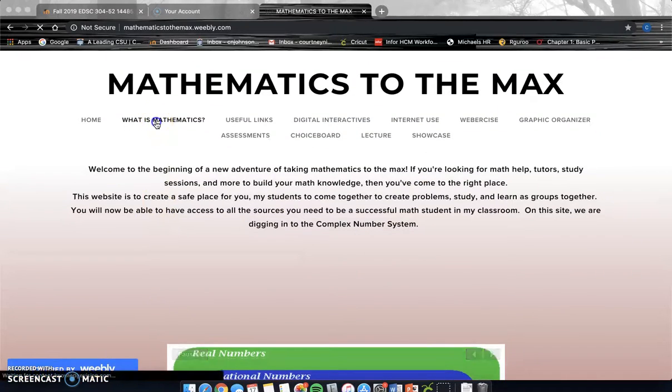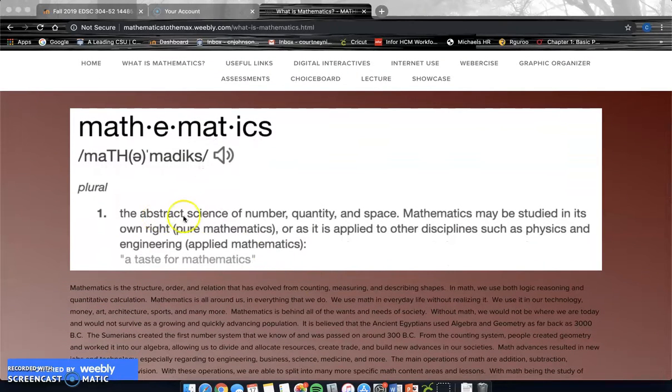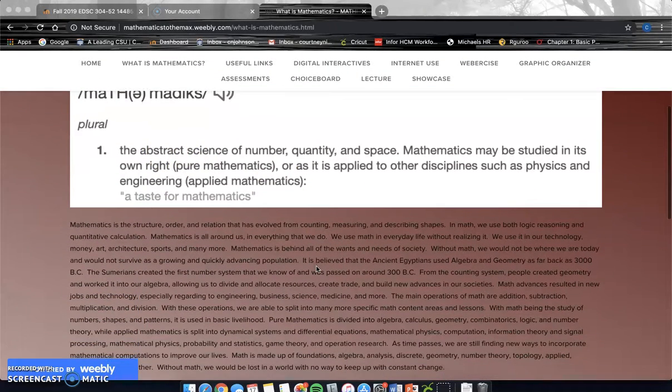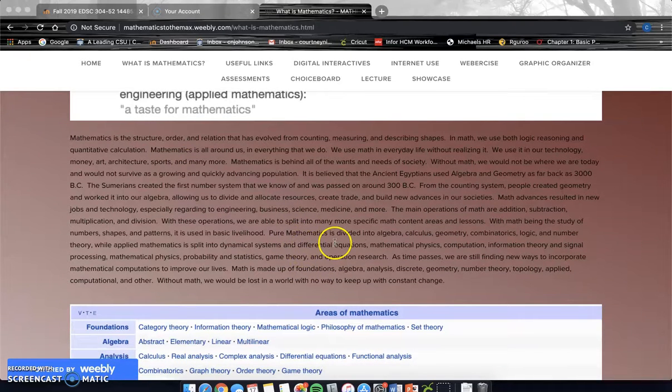Moving on to the What is Mathematics page, I included an image here of the definition of mathematics, and then wrote my own explanation about what it is, where it came from, and what it's divided into. So here we say pure mathematics is divided into algebra, calculus, geometry, combinatorics, logic, and number theory, while applied math is split into dynamical systems, differential equations, mathematical physics, computation, information theory, and signal processing.